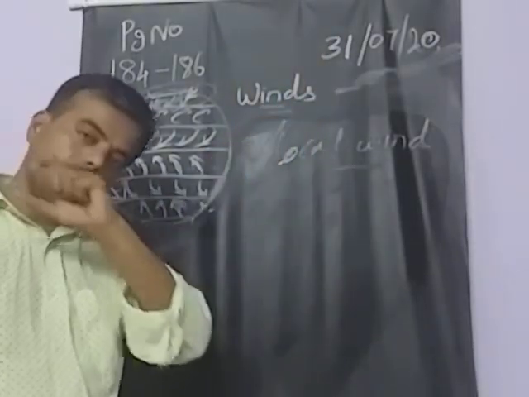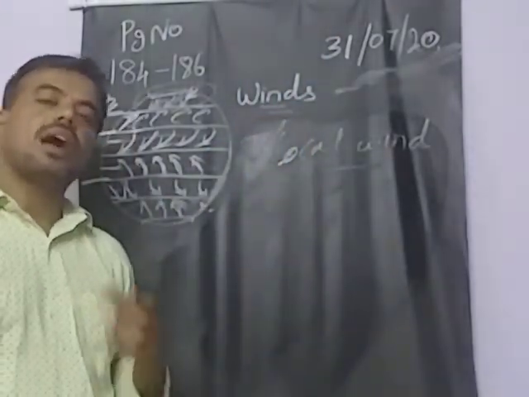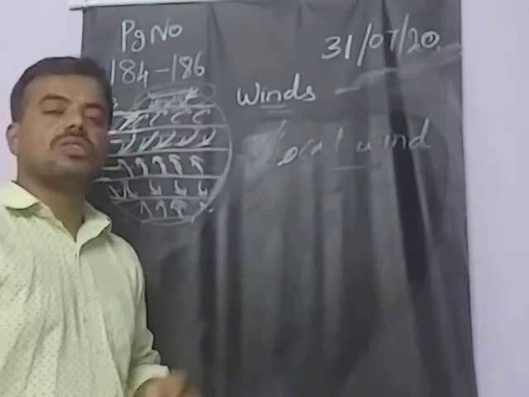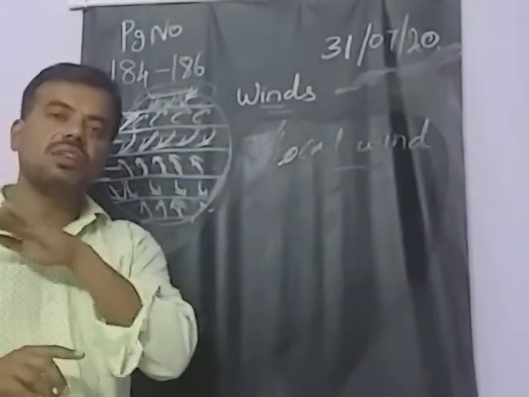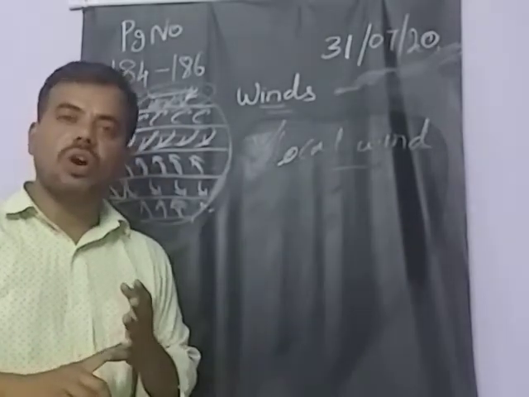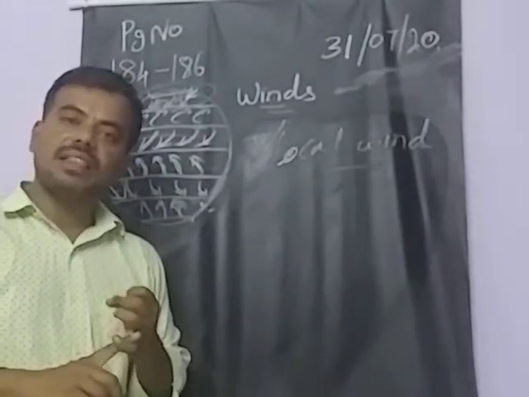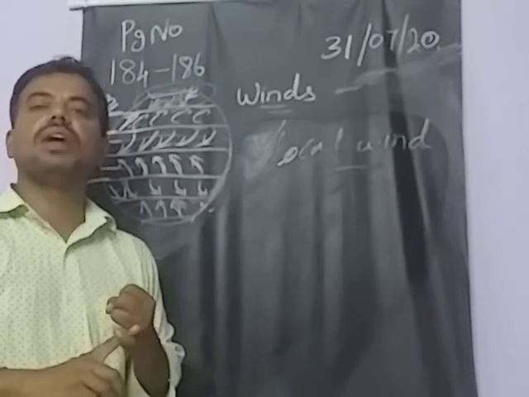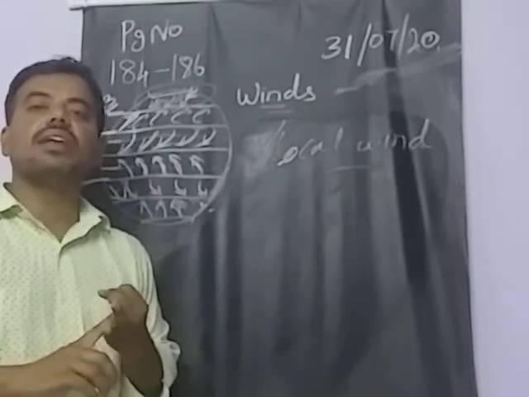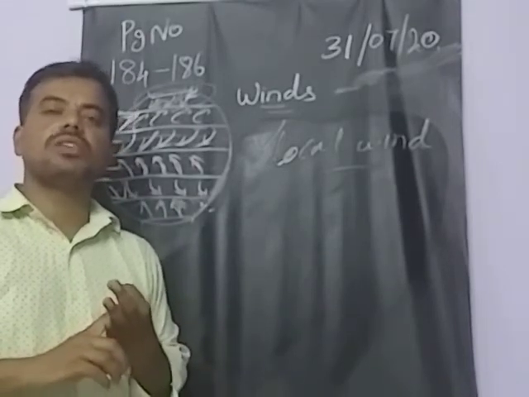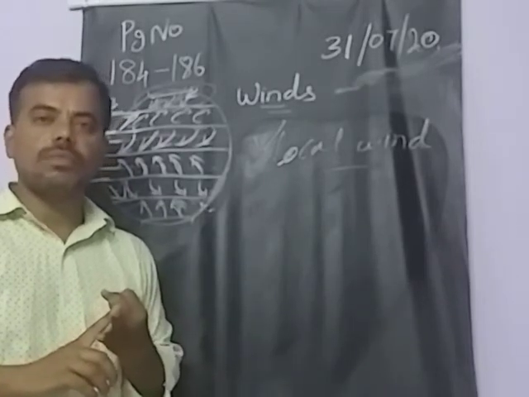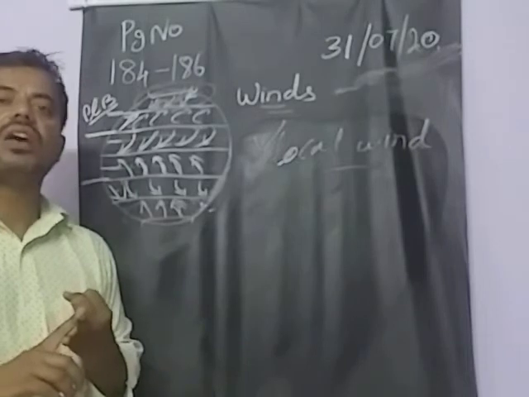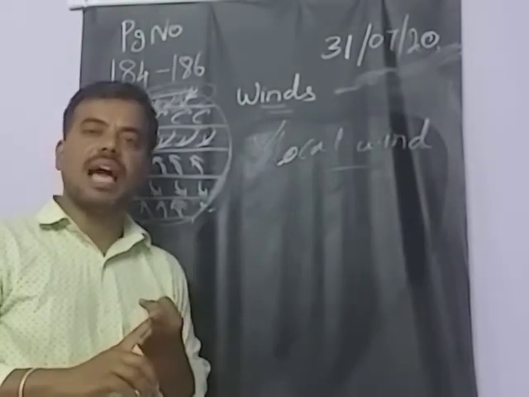Some types and some explanations about the winds. So what are the things we saw? Wind: what is wind actually? The horizontal movement of air is called wind. For calculating the wind speed, we use the anemometer. For direction, the wind vane. Speed is calculated based on kilometer per hour or knots. Okay, kilometer per hour or knots.